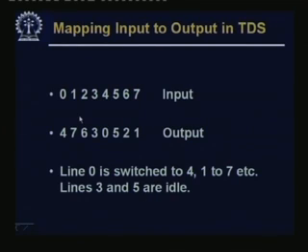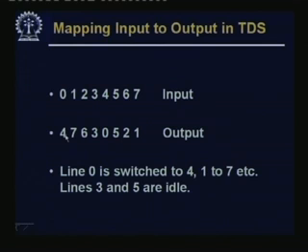This is shown here. Suppose these are the input lines 0, 1, 2, 3, 4, 5, 6, 7. The output is read in a somewhat different fashion: 4, 7, 6, 3, 0, 5, 2, 1. That means, whatever line 0 puts in this time slot would be read by line 4, because line 4 is reading in that time slot. So, line 0 is in effect connected to line 4. Similarly, line 1 is connected to line 7. Line 3 is not connected to anybody, it is idle at the moment. Similarly, line 5 is idle.